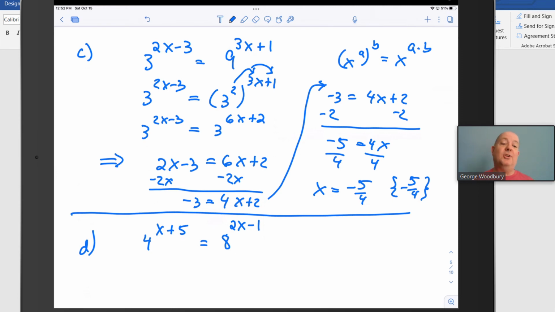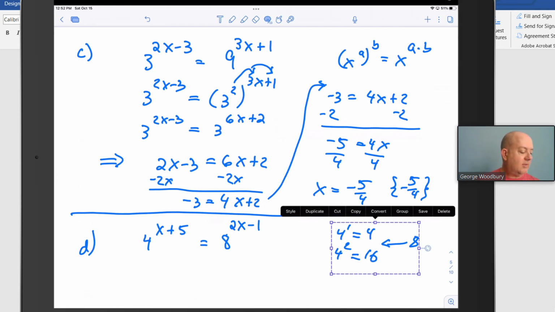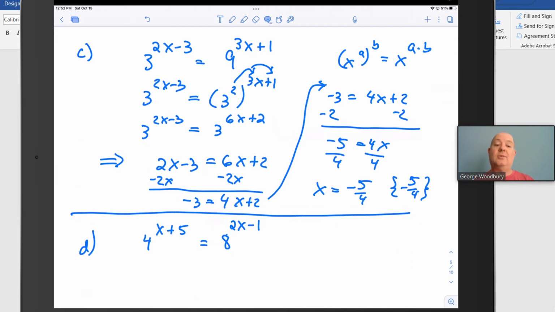All right, so I mentioned that D is going to be a little more challenging, and here's the problem. I can't write 8 as a power of 4. Right? 4 to the first equals 4. If I multiply by another 4, I get to 16, and I've jumped right past 8. So I can't rewrite the right-hand side in terms of the base on the left-hand side. But I can write them both in terms of the same base because both 4 and 8 are powers of 2.